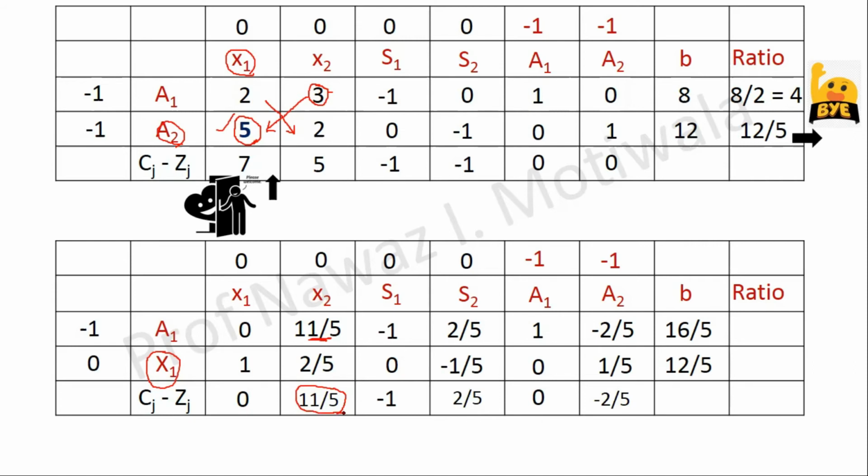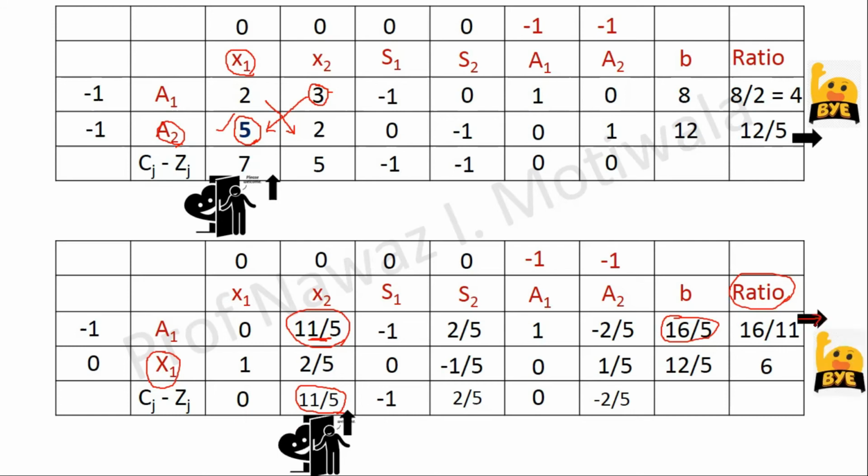So what will happen now? This will enter into the solution. Now, as this is the entering variable, someone has to leave the solution, for which we determine the ratio. For the ratio, we divide this b with the values in this particular column. That is, for this row I will do 16 by 5 divided by 11 by 5, on which I will get the answer as 16 by 11, and 6 for row 1 and row 2 respectively. Now the minimum value is this one, 16 by 11. So this will become my outgoing variable.